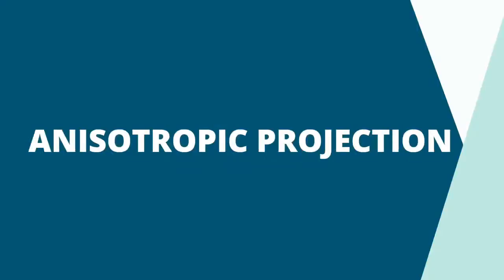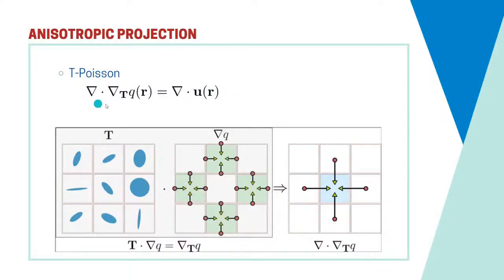The anisotropic projection is obtained from the solution of the Poisson equation. Another contribution of our work is a new discretization for the left side of the equation. We start with a macrogrid curve and compute a cell-centered gradient field. From this field, we apply a t-gradient operator, which is defined by multiplying a tensor field t by a gradient field.